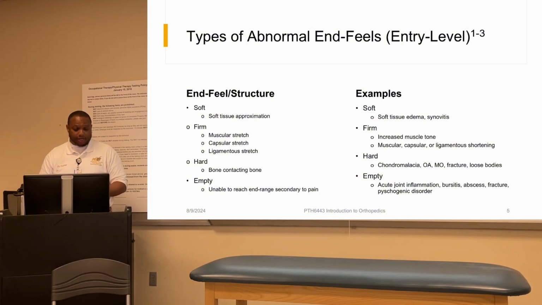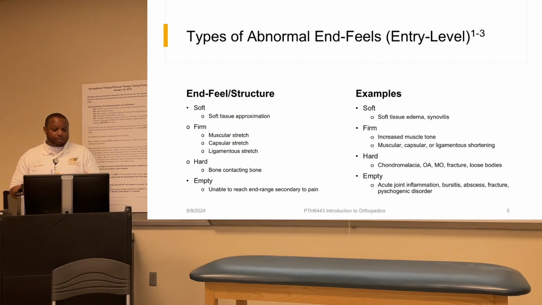Then we have our abnormal firm end-feels, where we have abnormal muscular stretch, abnormal capsular stretch, and abnormal ligamentous stretch. We will have an abnormal muscular stretch when we likely have increased muscle tone, hypertonicity of muscle. So what does that look like though? That's what we have to know.